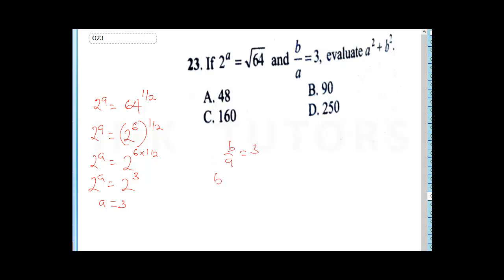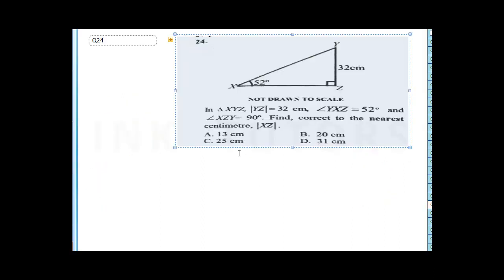Then the equation also says b over a is 3. Therefore, to get our b will be a times 3. Therefore, b is going to be 3 times 3, b will be 9. Therefore, to evaluate a squared plus b squared is going to give us 3 squared plus 9 squared, which will be 9 plus 81. That will give us 90. As easy as that. So this is the correct answer. That's B.